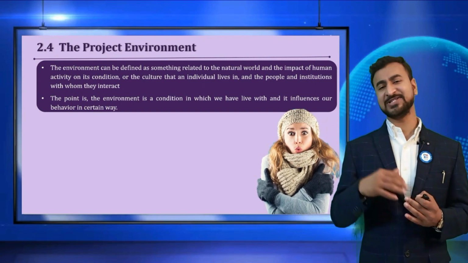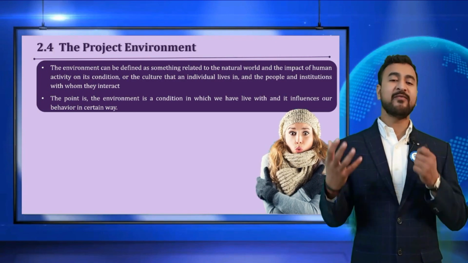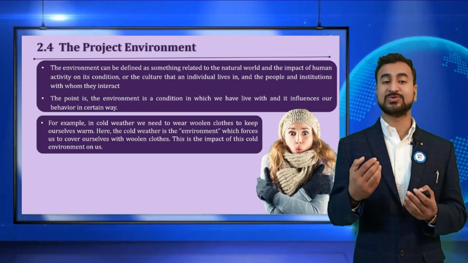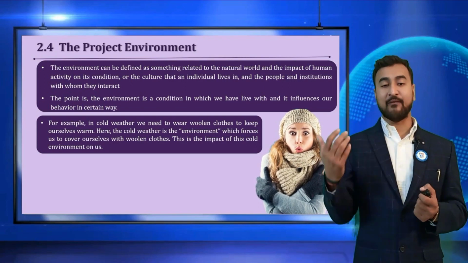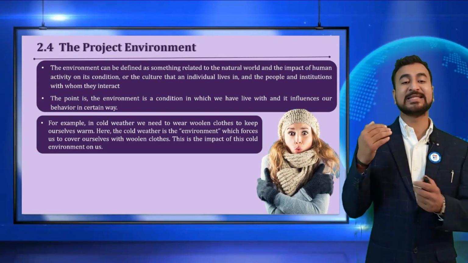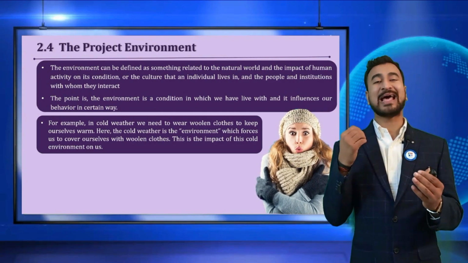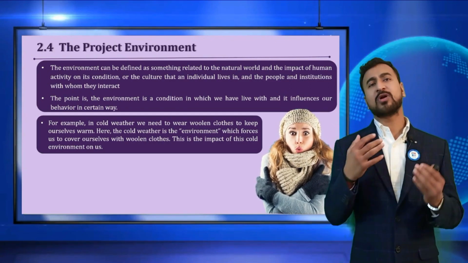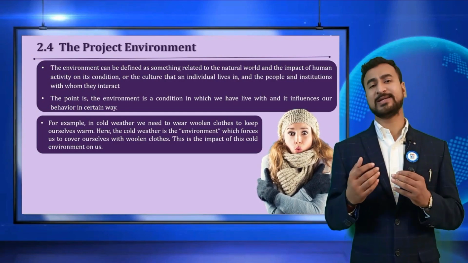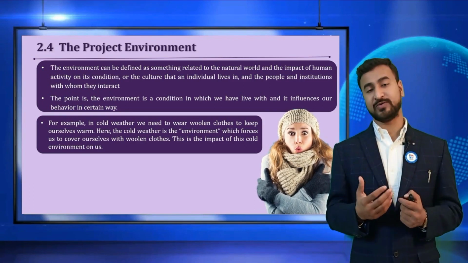Let's consider an example. Just focus on the lady. She's shivering because of the cold weather. Now, the cold environment forces her to wear warm clothes, that is woolen clothes. So here the cold weather is the environment which forces her to wear woolen clothes, and that is the impact of the cold environment on her. The point is that we cannot escape from the environment. One way or another, by using different techniques, we try to reduce the impact or manipulate things, but that is sometimes not directly in our control.